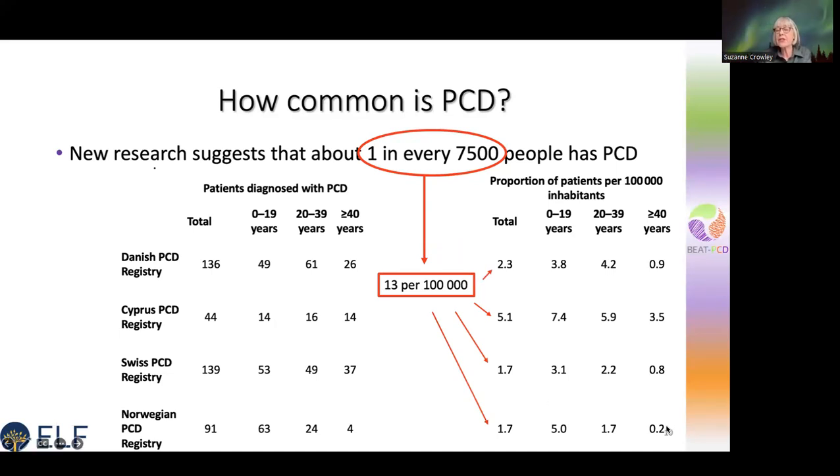And that situation is even worse if you look at people over the age of 40. For example, here for Norway, only 0.2 people per 100,000 diagnosed. So we still have a long way to go when it comes to raising awareness of PCD and getting it diagnosed.